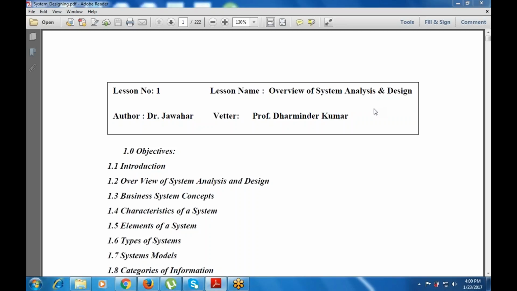Yes, today's topic is a new chapter, that is a revision of system analysis and system design. In the last class we finished the revision of procedural programming. Today I'm going to start with a new programming concept, that is system analysis and design.